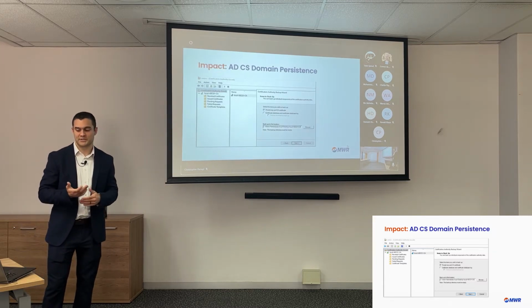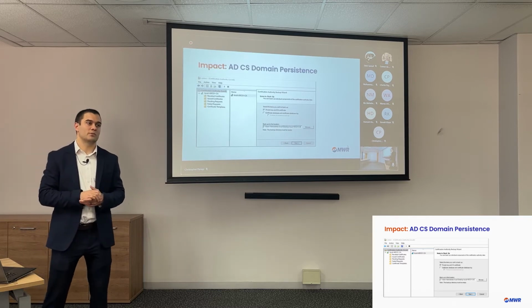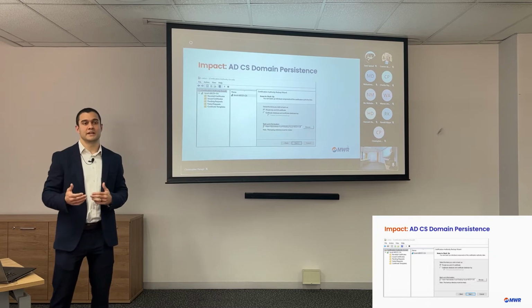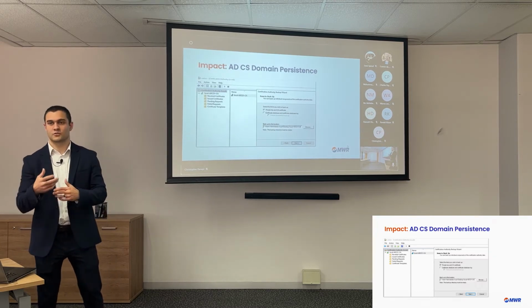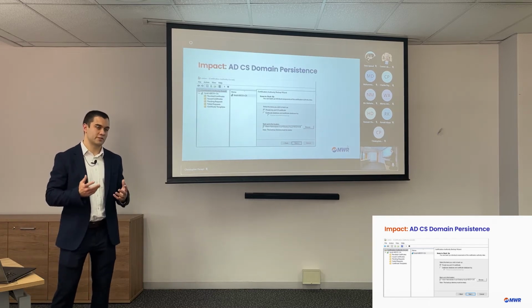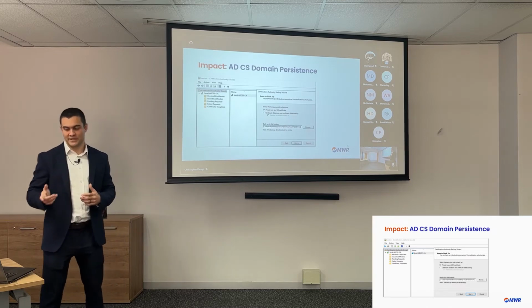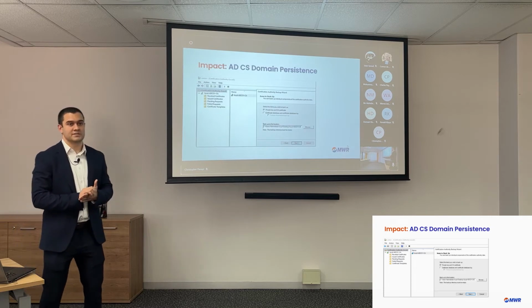A new domain persistence vector was introduced with the research done by SpecterOps, this being the compromise of a root certificate authority. So with a compromised root CA, an attacker would be able to forge certificates offline. And because they were forged offline, the Active Directory Certificate Services would have no knowledge of their creation and thus cannot revoke the certificate. An example of how to compromise a root CA is shown on screen. This is the built-in CA backup feature.